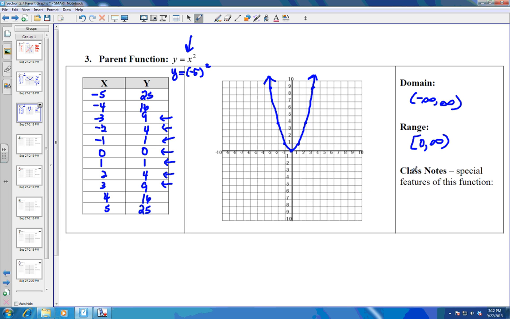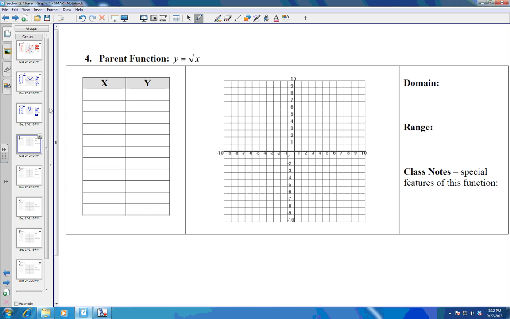Special features of this function. Okay, this is called a quadratic function. It's also called the squaring function. And it will always make a parabola. Okay, so it's quadratic. Anything that's to the second power is quadratic. It's also known as the squaring function. And then it will always make a parabola whenever we graph it.